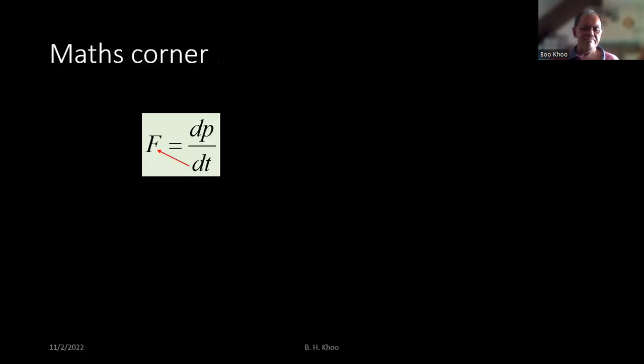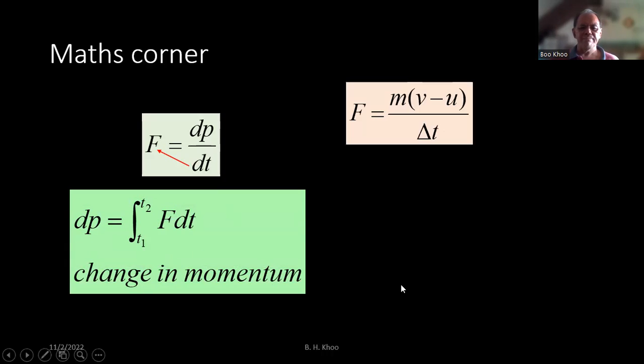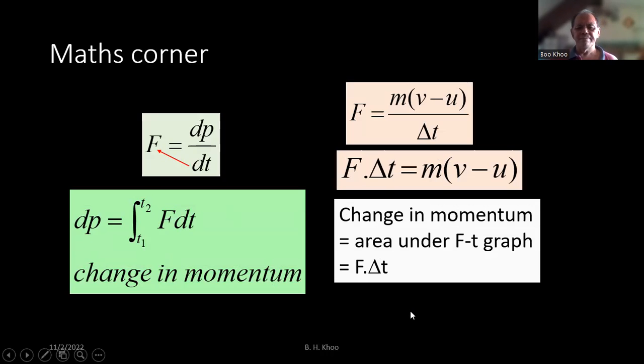Next corner. That's the integral we use for change in momentum. We can use either one. Change in momentum is the area under the F-t graph.